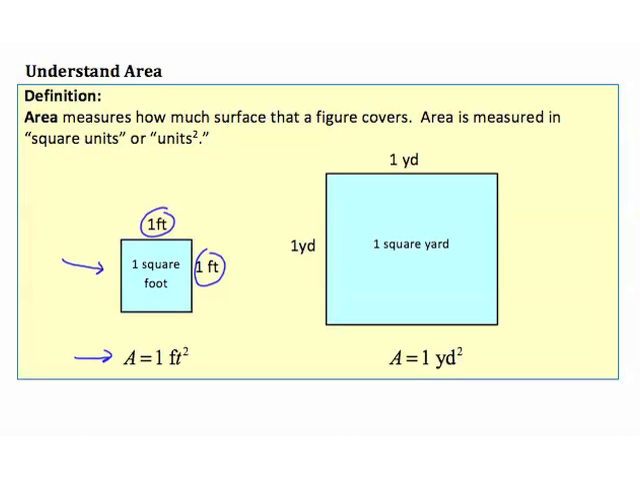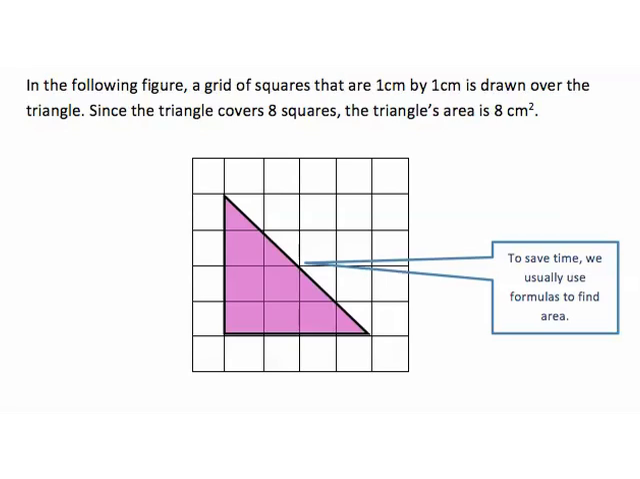Let's take a look over here at a square yard. And so a square yard means we have a square that is 1 yard by 1 yard. And again, if we want to describe that area, we would say the area of this square is 1 yard squared, or we could have again written in words just like we have up here, 1 square yard. In the following figure, a grid of squares that are 1 centimeter by 1 centimeter is drawn over the triangle. Since the triangle covers 8 squares, the triangle's area is 8 centimeters squared, or we could say it's 8 square centimeters.